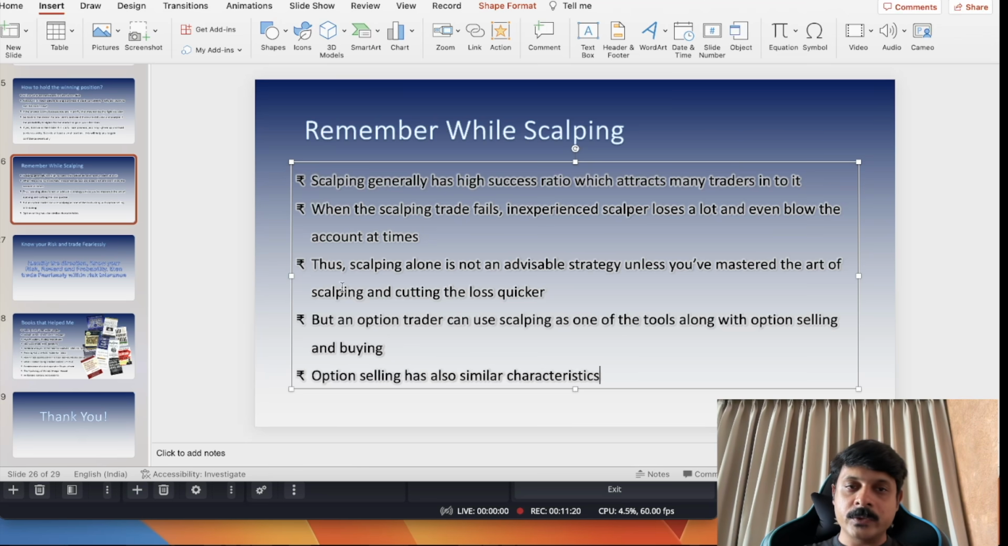And even option selling has similar characteristics. When you make a profit, it is a small profit, and when you lose, it will be a bigger loss. So just make sure that even when you are doing option selling, you cut the losses short. Otherwise, similar to scalping, you might lose big and you might lose all the profit, even capital also, in a few losing trades.